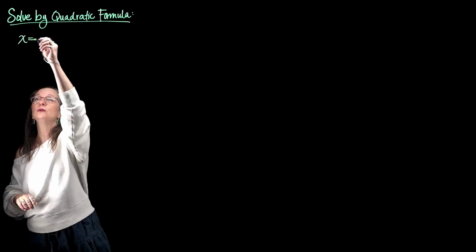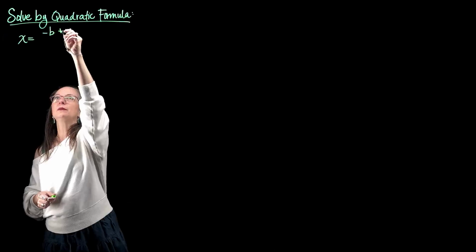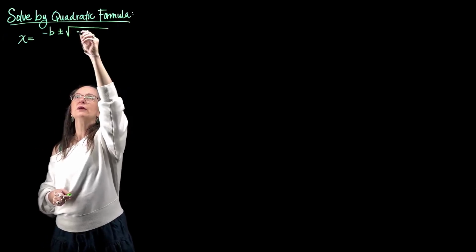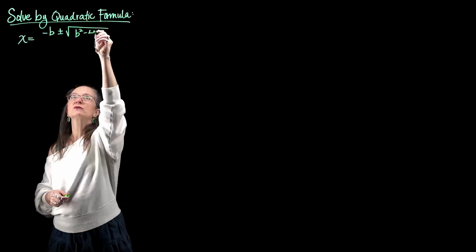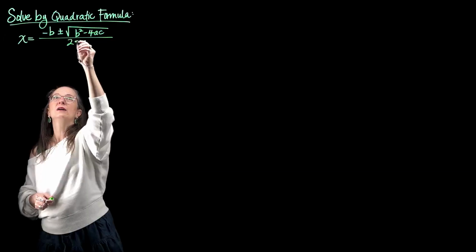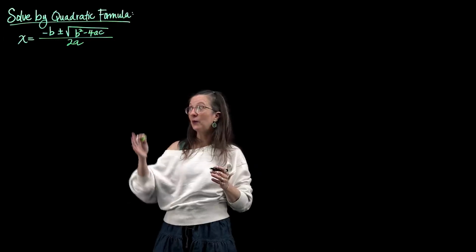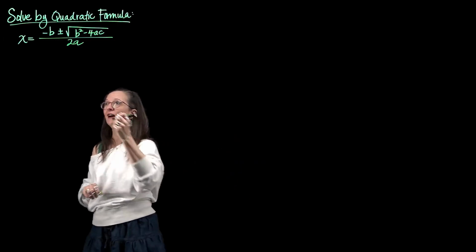All right, first thing I want to put up is the formula, and that is the quadratic formula, which is what we're going to be using. It is x equals negative b plus or minus the square root of b squared minus 4ac, all divided by 2a. Now, let's talk about what those a, b's, and c's are.